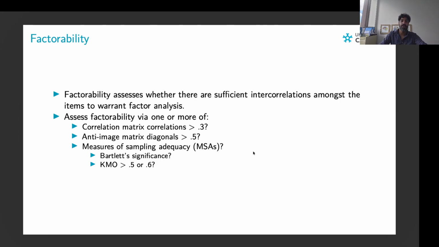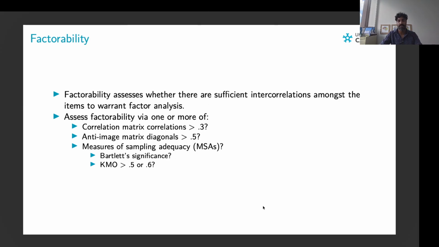So we can assess it via one or more of a correlation matrix, correlations, so whether those correlations are greater than 0.3. An anti-image matrix diagonals. Depending on the software you're using, it's typically in the diagonal, and you see the partial correlations, which is the relationship between two variables adjusted for the others. You don't need to worry too much about that, but just know that it's an anti-image matrix, and you look at the diagonals, see if it's greater than 0.5, and measures of sampling adequacy. So we have Bartlett's significance and KMO, whether it's greater than 0.5 or 0.6.